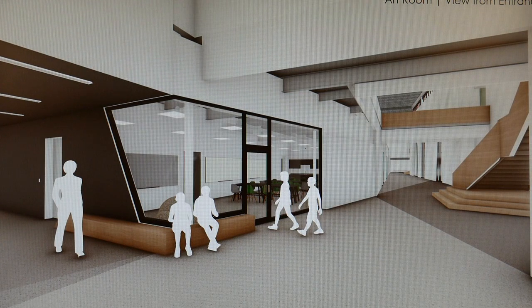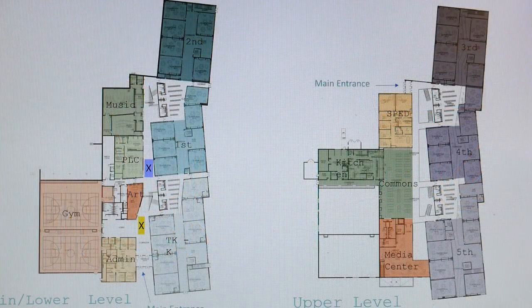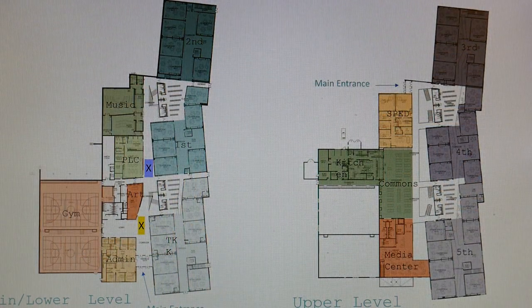So this would be if you would come in the lower level and you would cross past the office, and now you are standing right by the art room. That's the art room where the students are sitting and getting ready to walk into. So that yellow X on the left, that's where that drawing was coming from. That would be right by the art room.